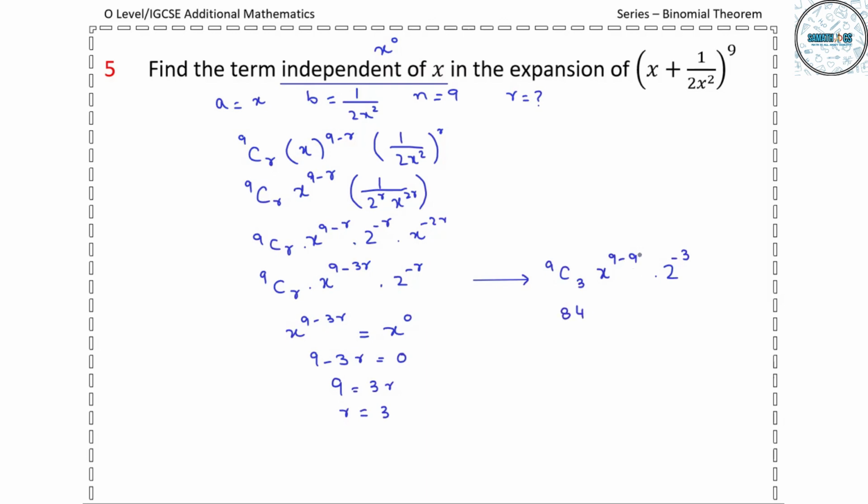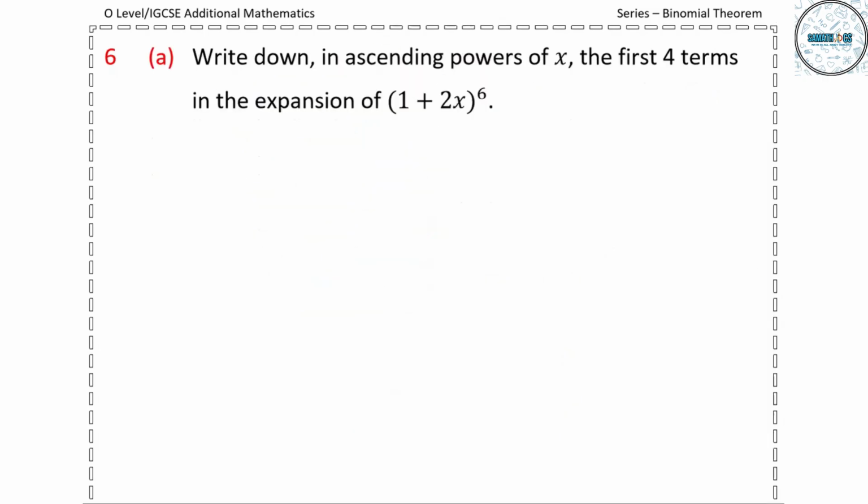x power 9 minus 9 is x power 0. And 2 power negative 3 is 1 upon 2 power 3. So it will be 84 divided by 8. x power 0 is 1. So it is 21 over 2. So 21 over 2 is the term independent of x in the expansion of x plus 1 upon 2x squared with power 9. Let's do another question.